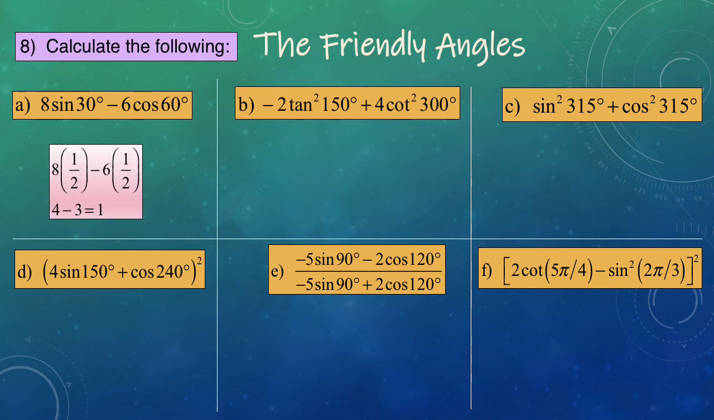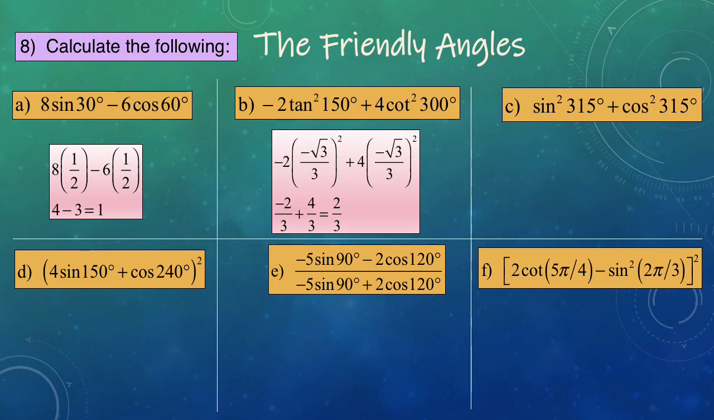In A, we have 8 sine 30 degrees minus 6 cosine 60 degrees. Sine 30 is 1/2, cosine 60 is 1/2. Each of them are in the first quadrant, so we have 8 times 1/2 minus 6 times 1/2, 4 minus 3, which is 1. In B, we have negative 2 tangent squared 150 degrees plus 4 cotangent squared of 300 degrees.